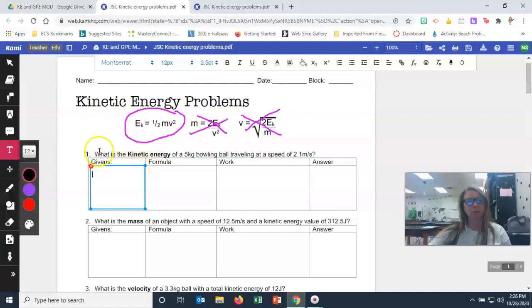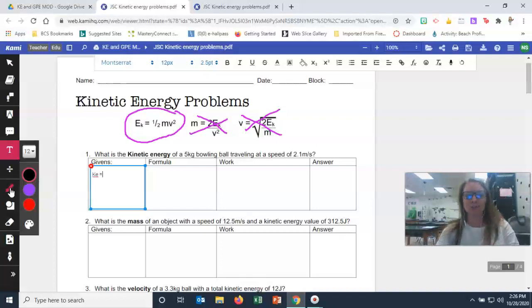And so we're going to start with just working through some of these problems. For example, number one says, what is the kinetic energy of a 5 kilogram bowling ball traveling at the speed of 1.2 meters per second? So let's think of this as your T-chart that we would normally set up. I'm not going to draw one because clearly you can see that my handwriting with the marker is not so great. But let's go through and figure out what we've been provided with.